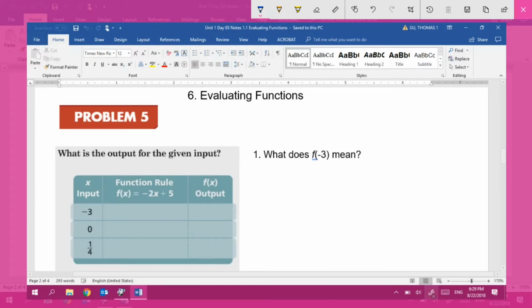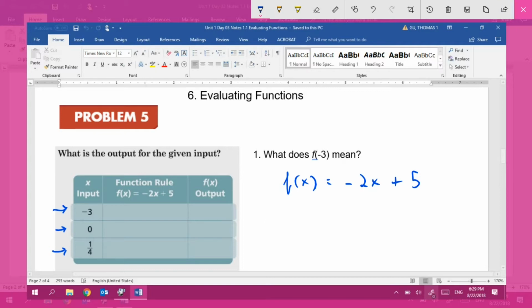So, taking a look at this, what is the output for the given input? They're telling us that the function rule right here is f of x equals negative 2x plus 5. So that's the function rule, and they're telling us what the input is. They're asking us, what is f of x when x, the input, is negative 3? What is it when x is 0? What is it when x is 1/4? So let's find out then.